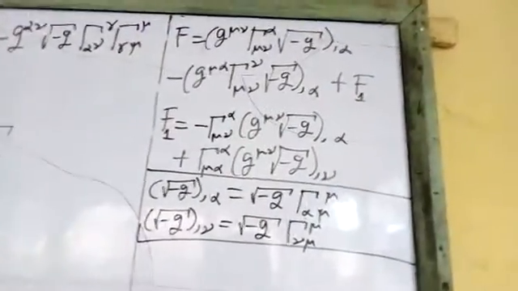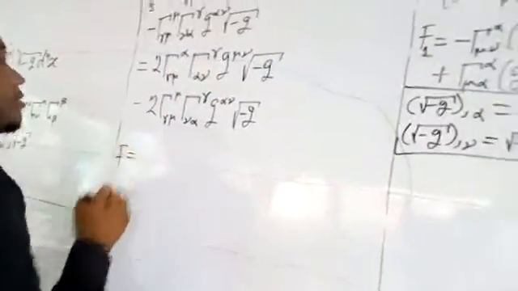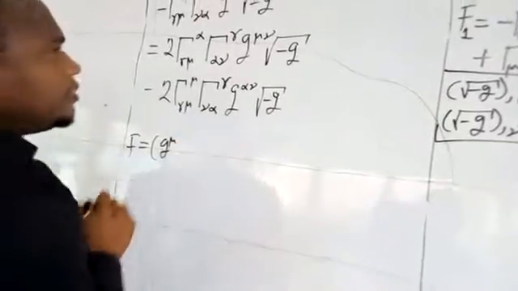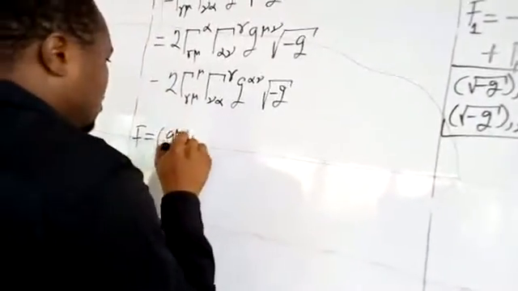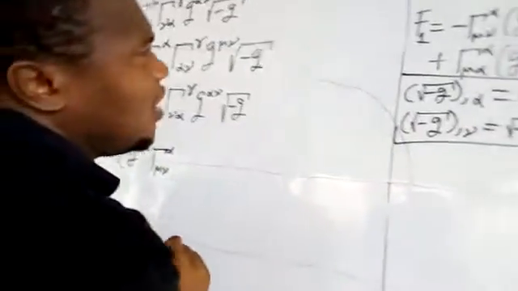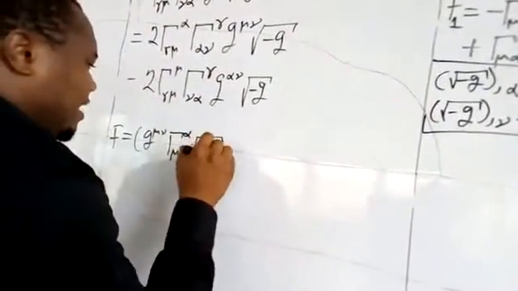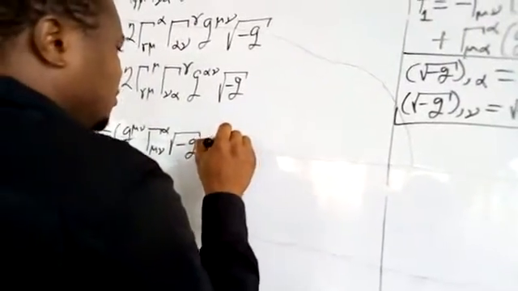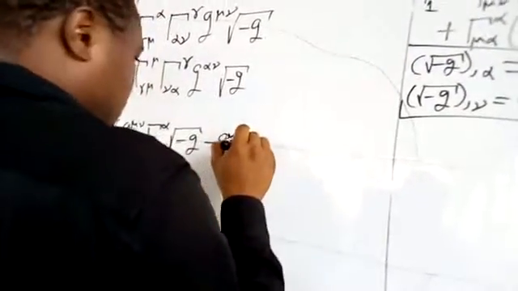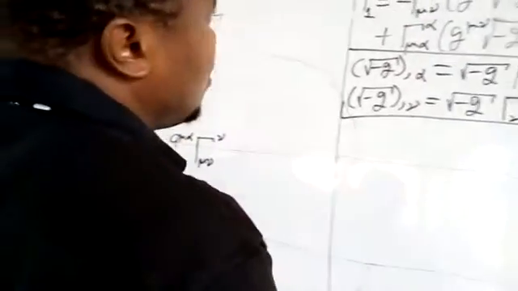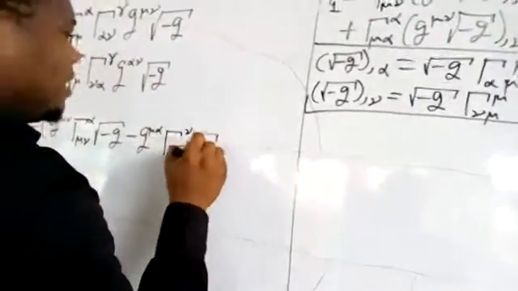Excuse me. Now at this time, I'm going to say that F will then be equal to, so I'm going to combine those two terms there, G mu nu, and this is gamma, alpha mu nu, and then the square root of minus G, mu alpha, and then square root of minus G.